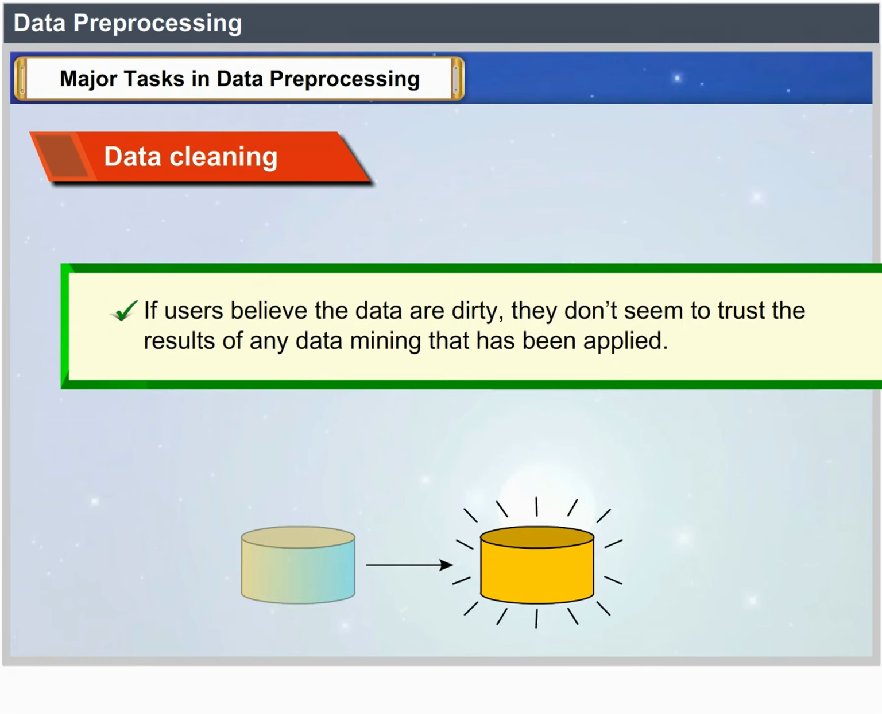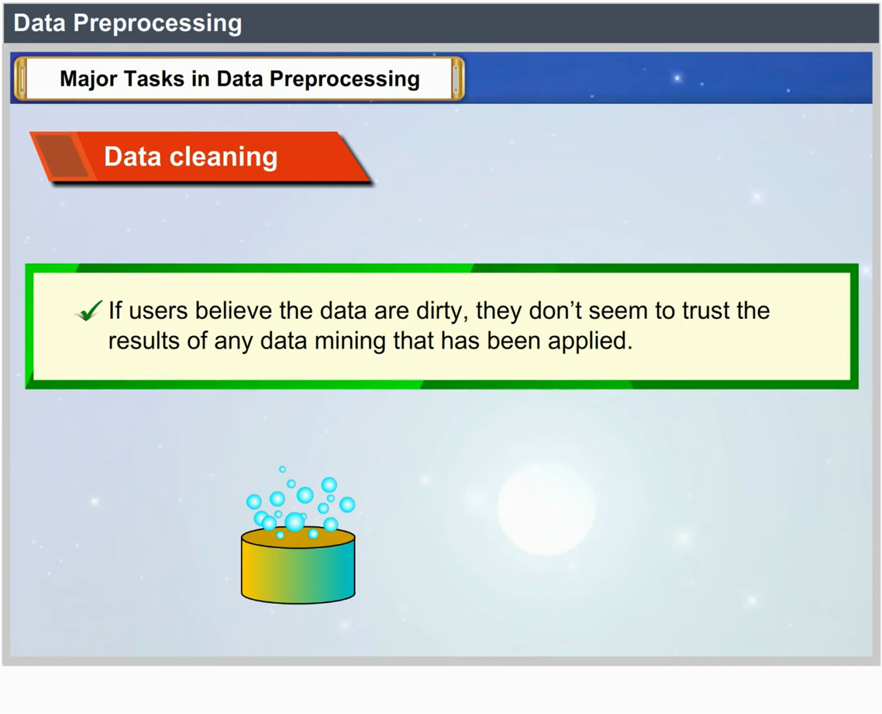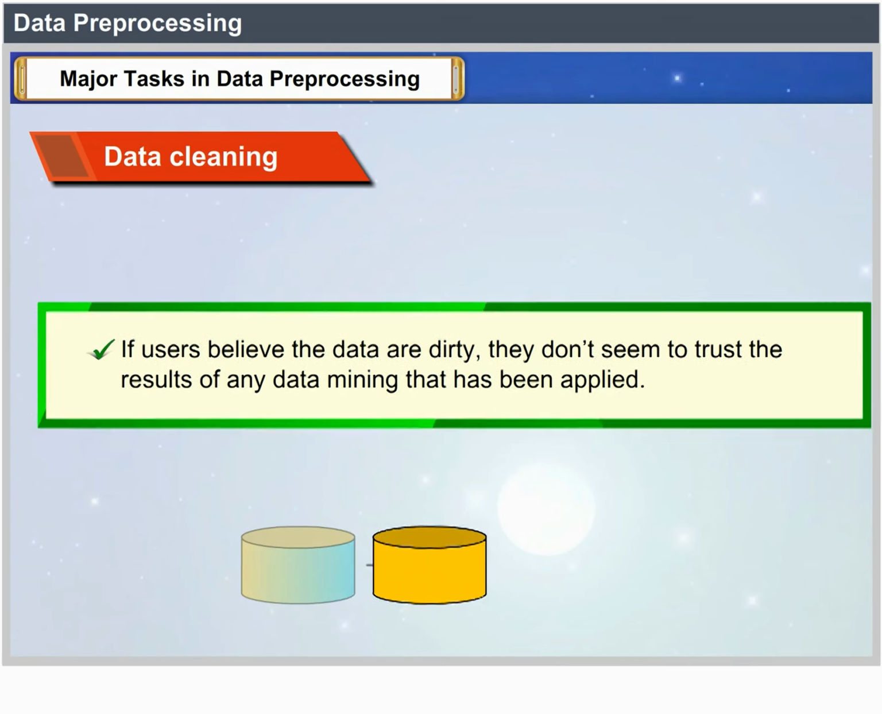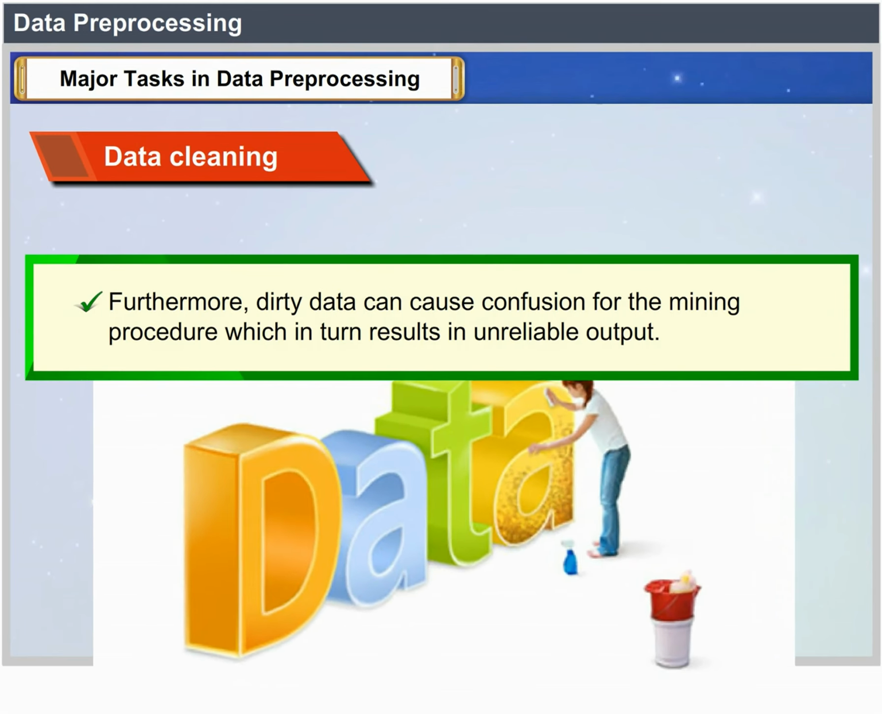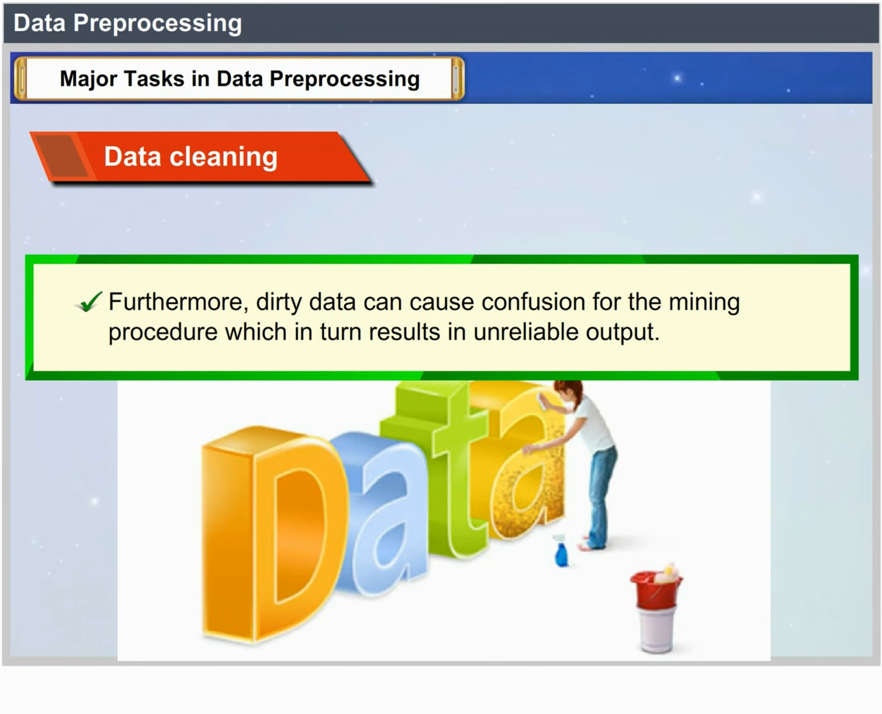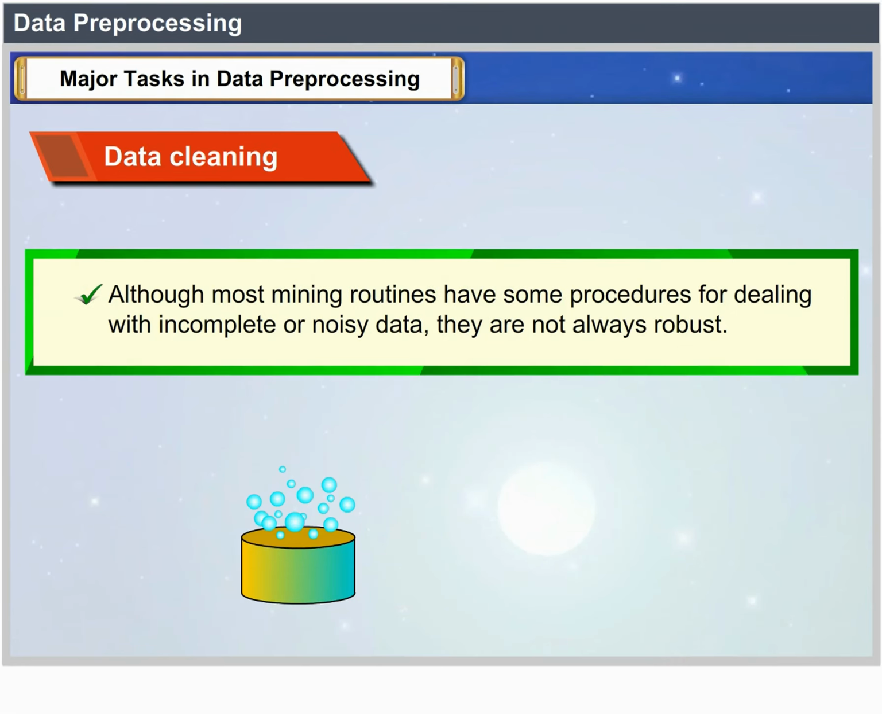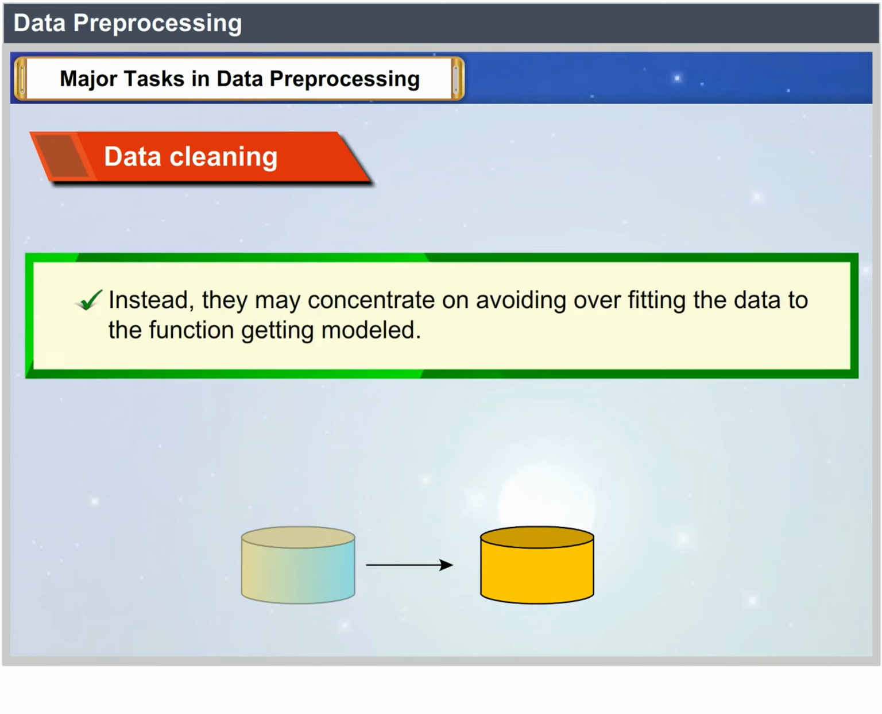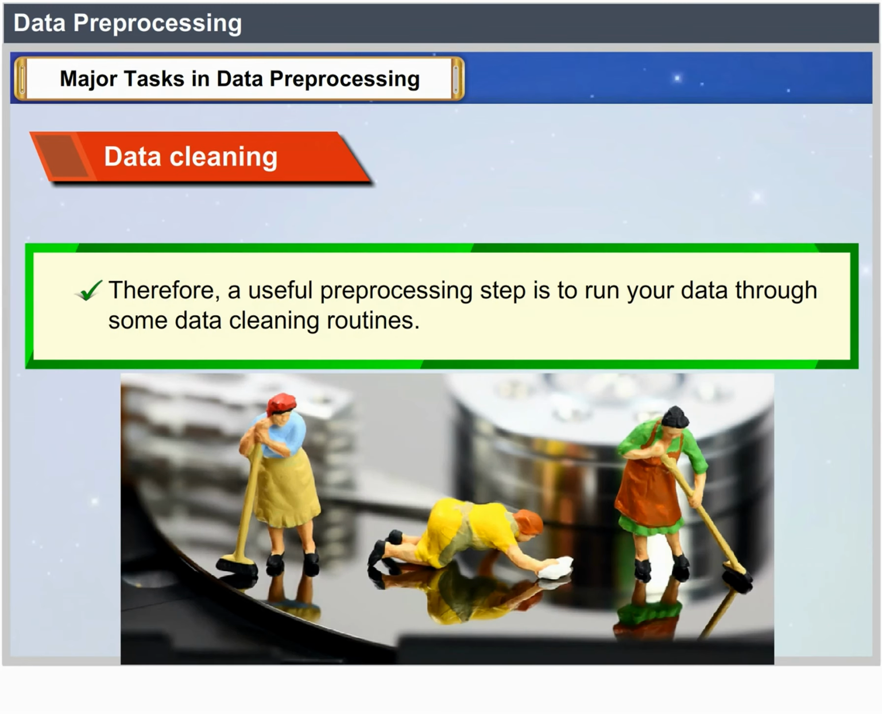If users believe the data are dirty, they are unlikely to trust the results of any data mining that has been applied. Furthermore, dirty data can cause confusion for the mining procedure, resulting in unreliable output. Although most mining routines have some procedures for dealing with incomplete or noisy data, they are not always robust. Instead, they may concentrate on avoiding overfitting the data to the function being modeled. Therefore, a useful preprocessing step is to run your data through some data cleaning routines.